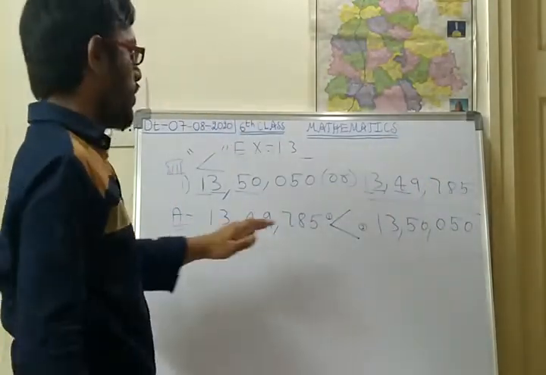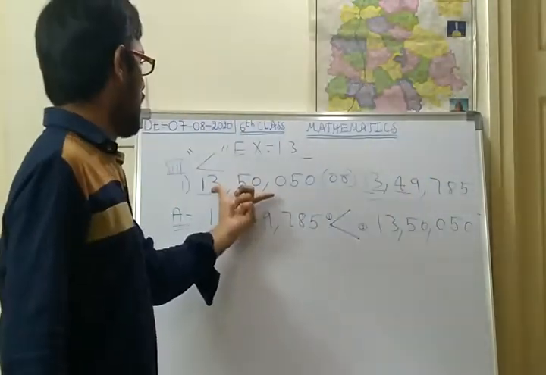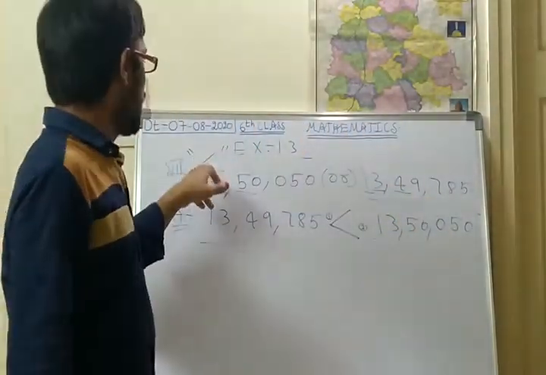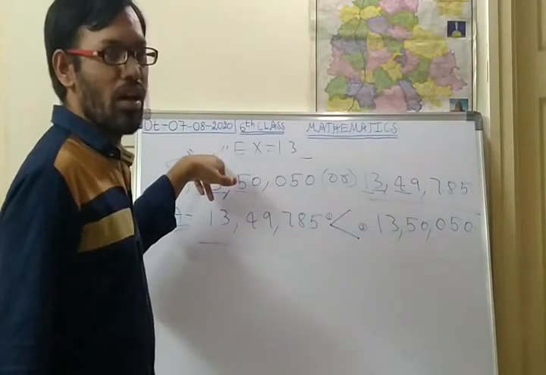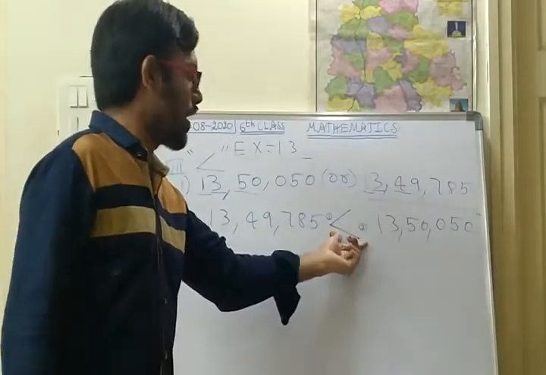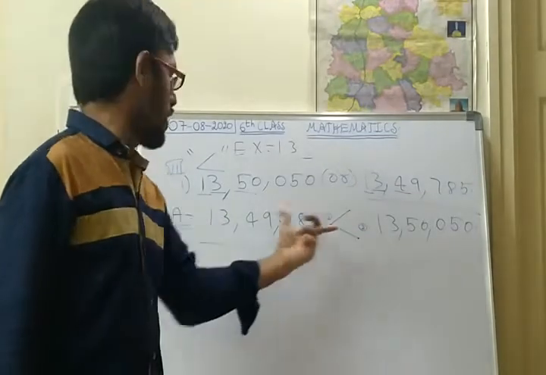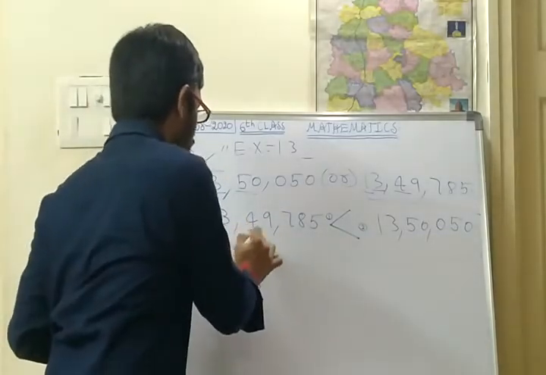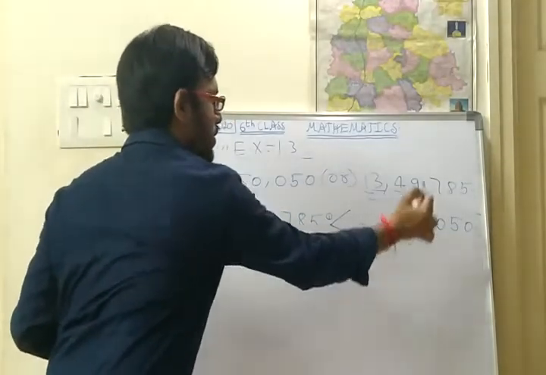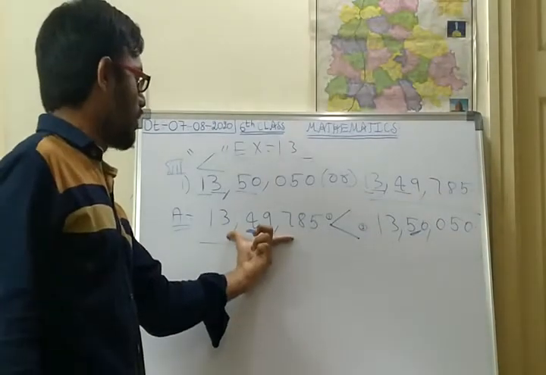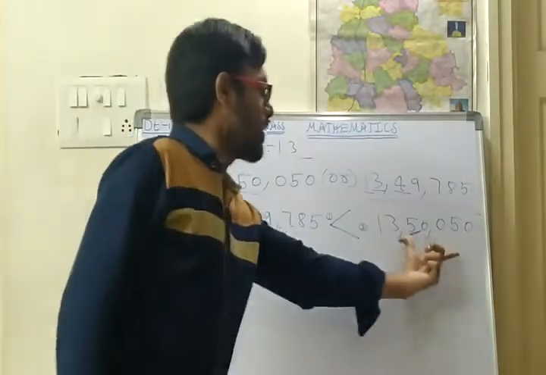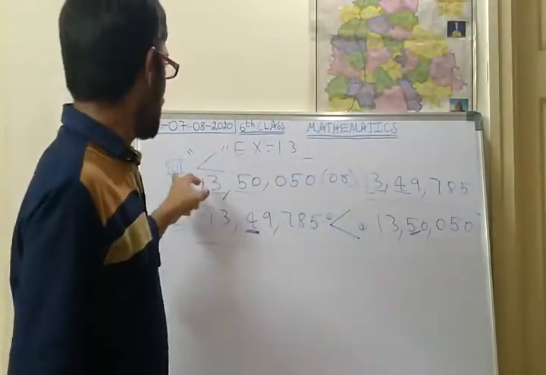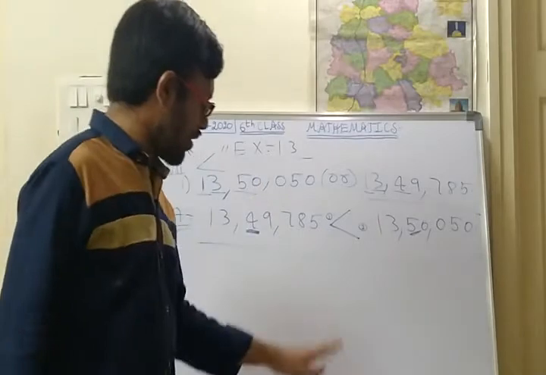Some of you have written the numbers the other way around. He asked which is smaller among these two and kept the symbol less than. So you should write 1 3 4 9 7 8 5, because this third digit is smaller than this digit. That's why here you should write the smaller number, and here you should write the bigger number. Okay, this is the answer for this exercise 1.3, 7th bit problem.